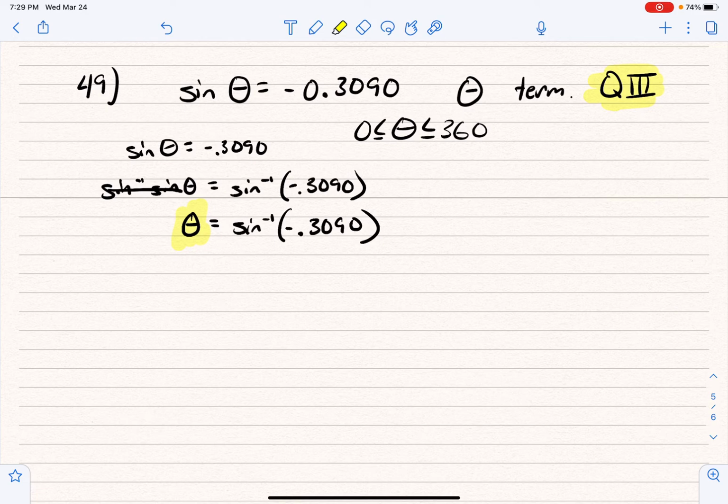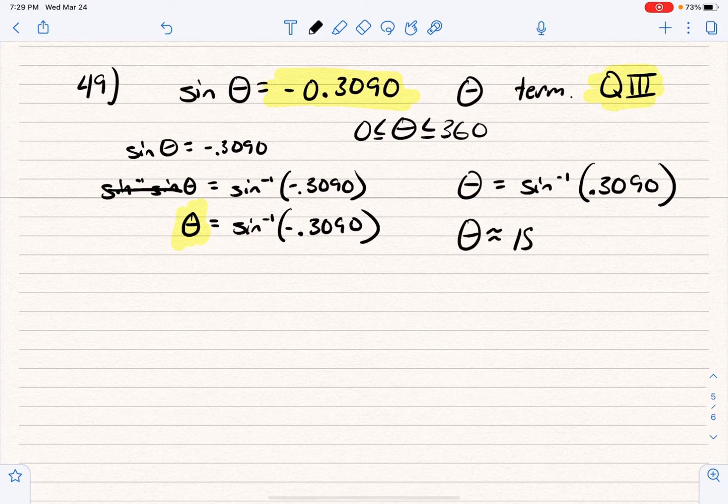But most likely, it's just going to give me the reference angle. And to ensure that it gives you the reference angle, what you do is you always make this thing positive. Okay, I make that positive. And so really what I say is, well, theta is equal to the inverse sine of 0.3090. Now, if I grab my calculator and plug that in, and say inverse sine of 0.3090, I get 17.9989. And so I get about 18 degrees.